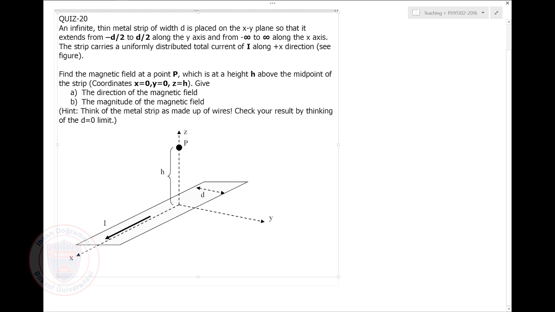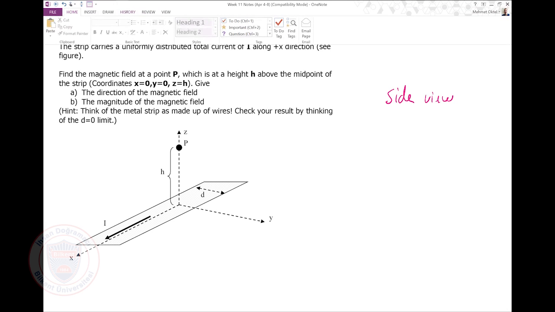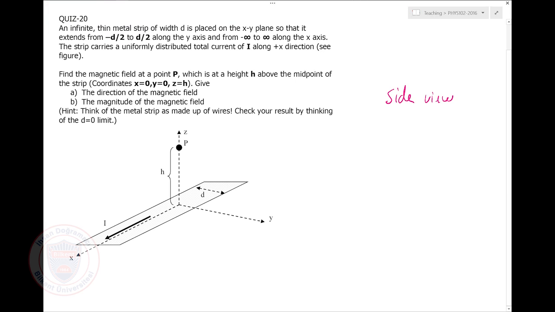Okay. First, let's try to figure out the direction of the magnetic field. And how am I going to do this? It's hard to draw on a three-dimensional figure. So let me look at the system from the side. Now, let's get some better colors here. So this is my z-axis. This is my y-axis. And I'm looking from plus x infinity towards the origin.